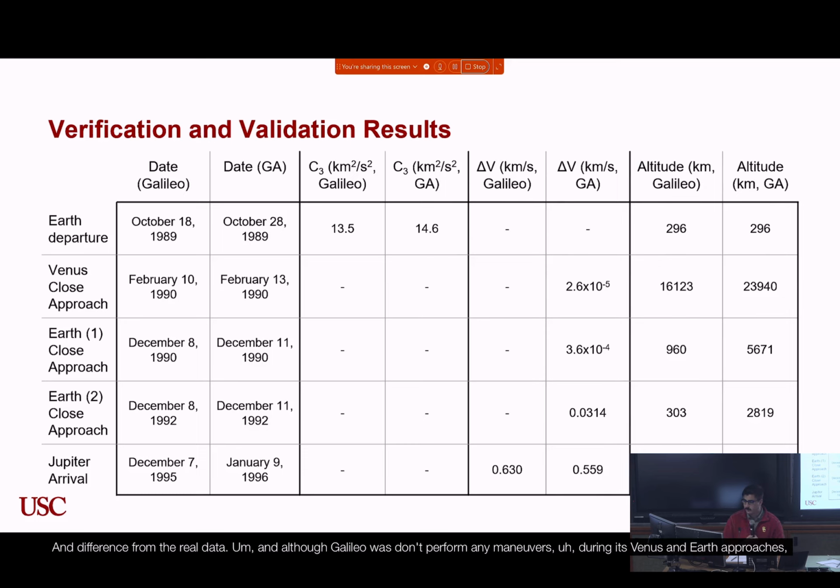And although Galileo did not perform any maneuvers during its Venus and Earth approaches, I have very minute maneuvers, millimeters and to the tens of meters level. Then actually my arrival at Jupiter is less expensive delta V-wise than the arrival of Galileo. And then far right column you can see the periapsis altitudes for each of the flybys and departure and arrival.